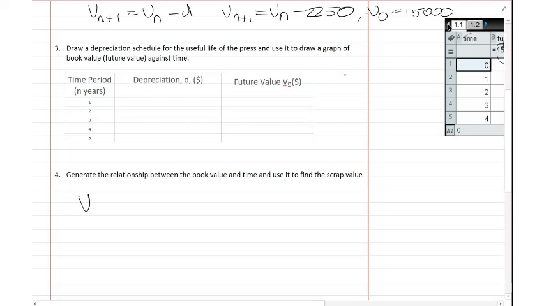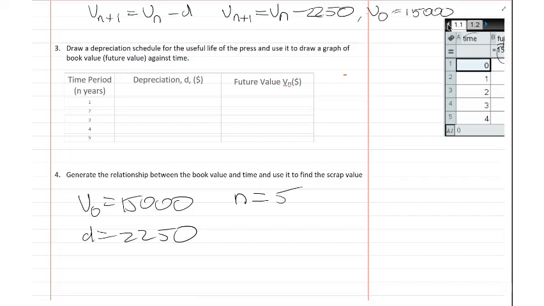We had V0 equals, not V0. We say V0 because that's what we've got, 15,000. Okay. We know our D value is 2250. We know our N. We'll come to that in a moment. We do know our N is 5 because, remember, we said the scrap value here.